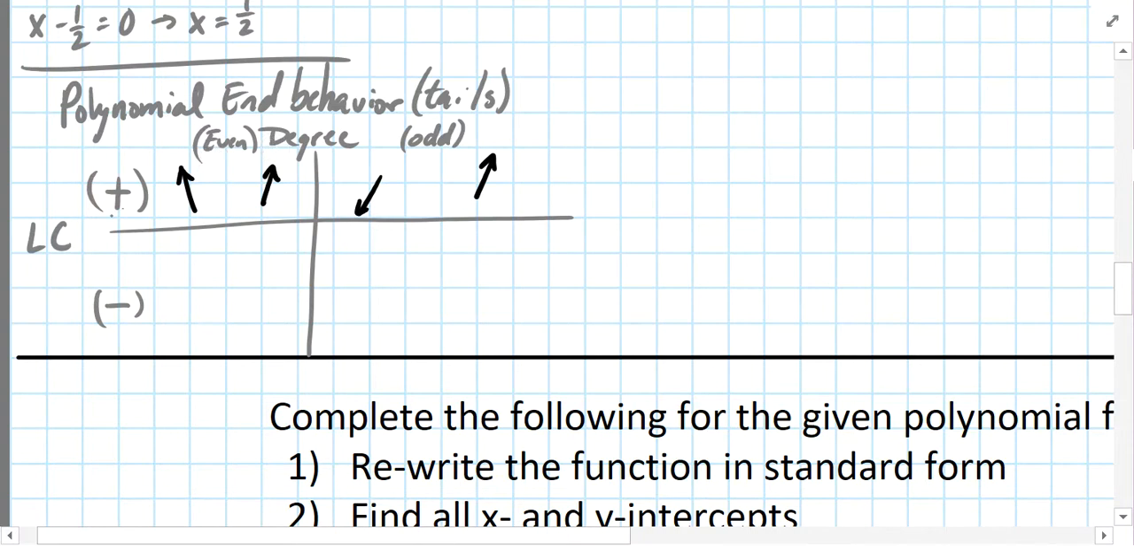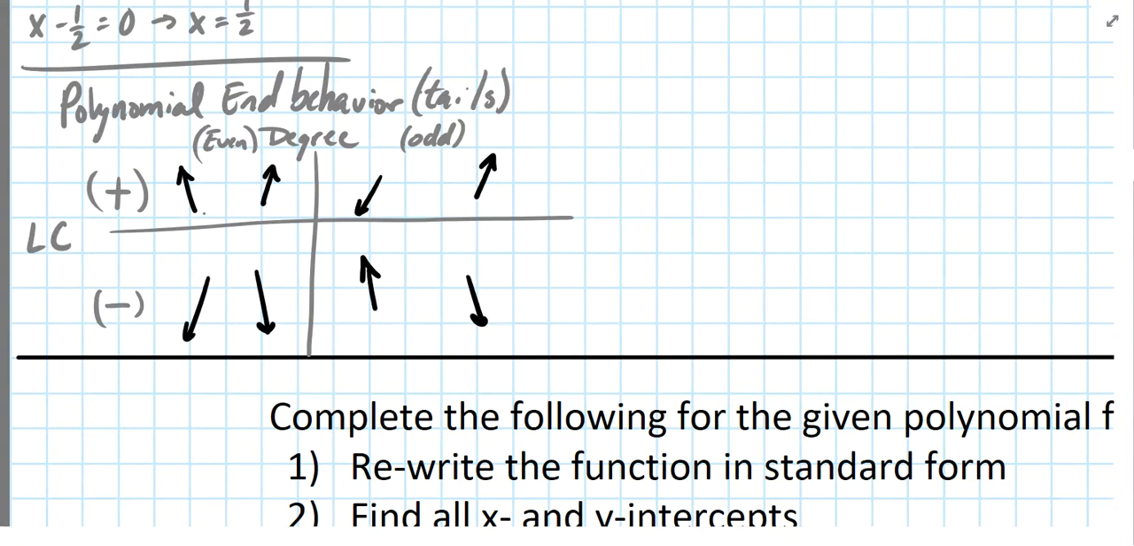With an even degree but a negative leading coefficient, both tails point in the same direction, but both are pointing down. And with an odd degree but a negative leading coefficient, then the right side tail is down and the left side tail is up.